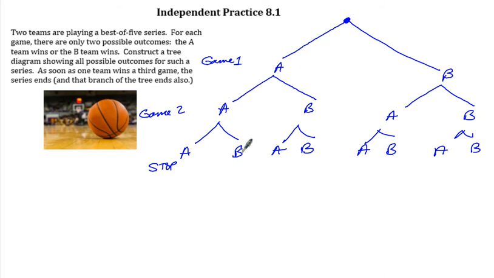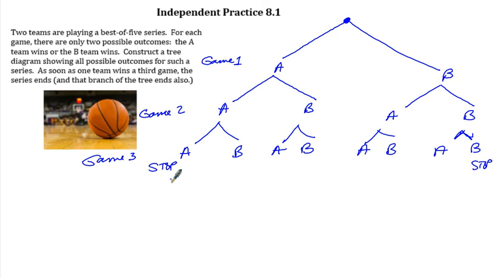In this scenario, that hasn't happened. In this scenario, A, B, A, we don't have a winner yet. A, B, B, we don't have a winner yet. B, A, A, we don't have a winner. B, A, B, we don't have a winner. B, B, A, we don't have a winner. Now, B, B, B, we stop. We have a winner, right? B won that. That was playing game 3.